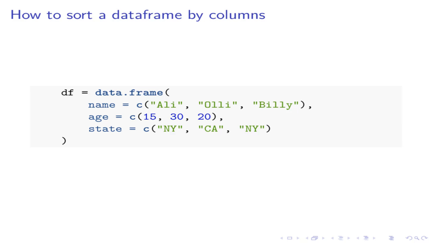So, what is the quiz problem that we are going to solve now? Let's assume we have a data frame as this. The data frame has three columns: name, age, and state. We want to sort this data frame by its columns. There are alternative ways to sort a data frame. I will ask about some of these alternatives, not all of them.